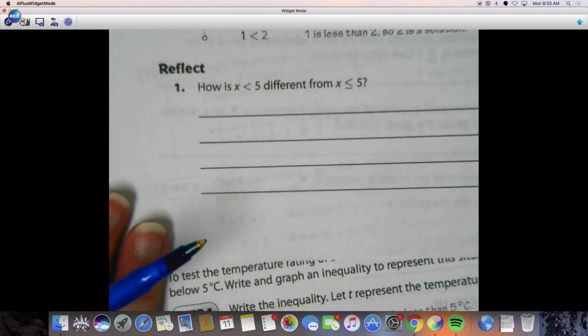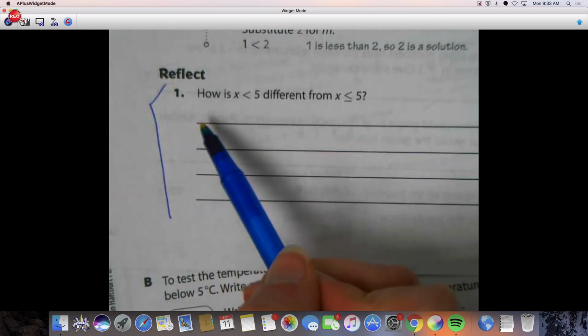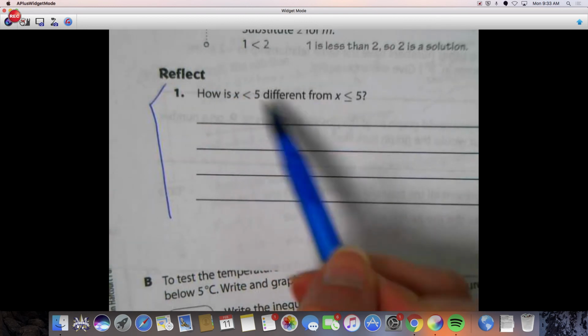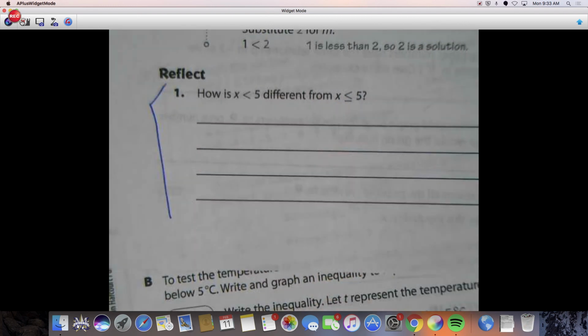Okay? I want you to stop now. Do this first. Reflect question: How is x is less than 5 different from x is less than or equal to 5? There should be 2 possible answers to this. I'm going to give you a minute to respond to that.